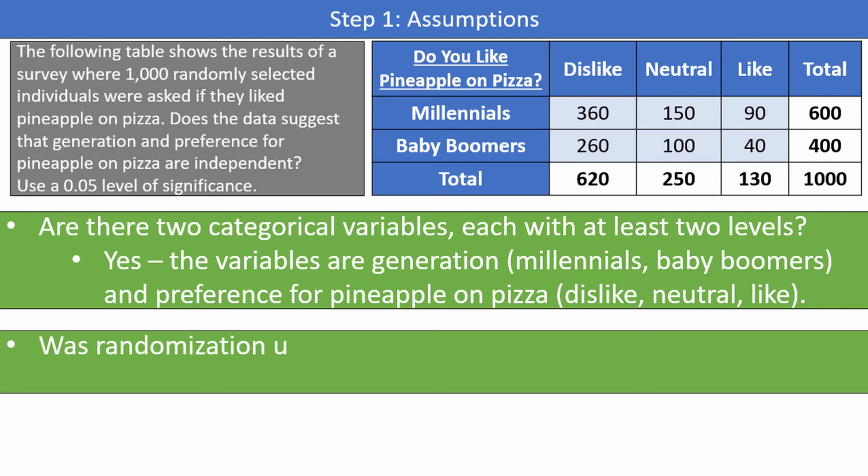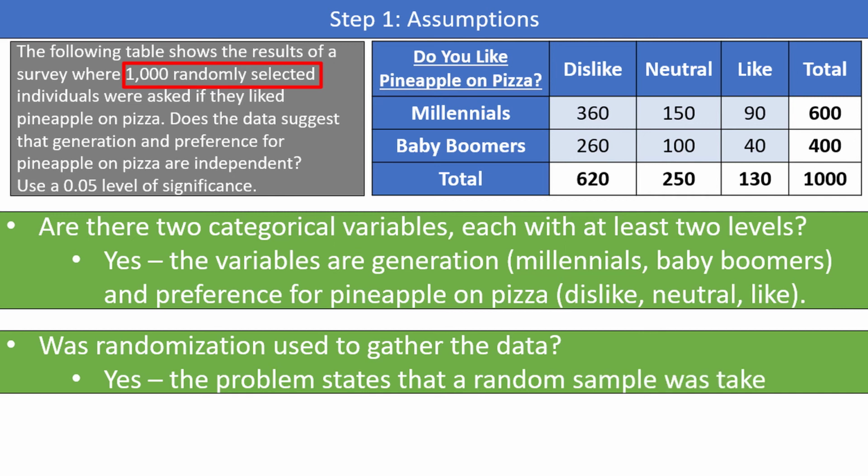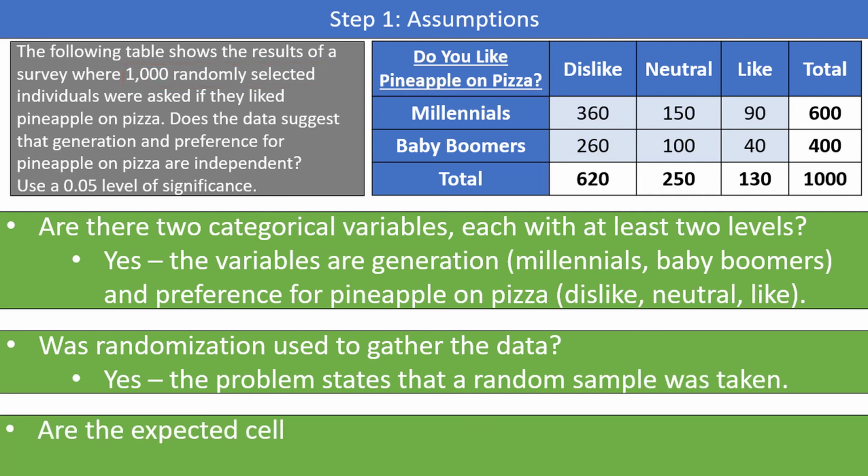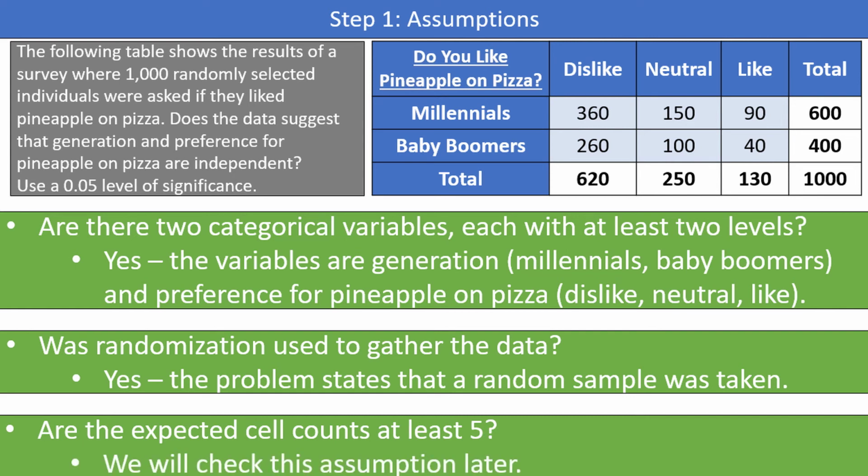Was randomization used to gather the data? Yes, the problem states that a random sample was taken. Are the expected cell counts all at least 5? Okay, we still haven't discussed what expected cell counts are, and I promise we'll get to them soon, but we won't be able to verify this assumption until we are part of the way through the test, so we will come back to this later.